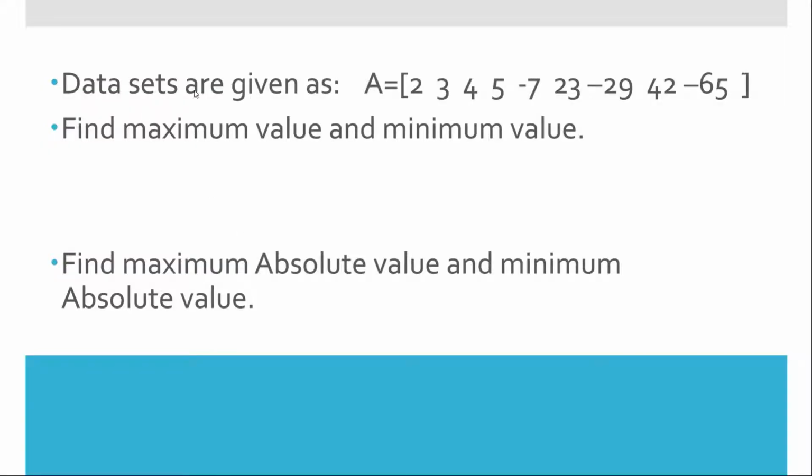Here some examples are shown. If a set of discrete points is given, we have to find the maximum value, the minimum value, and also the maximum absolute value and minimum absolute value. From here we can easily see that the maximum value is 42, and the minimum value is minus 65.